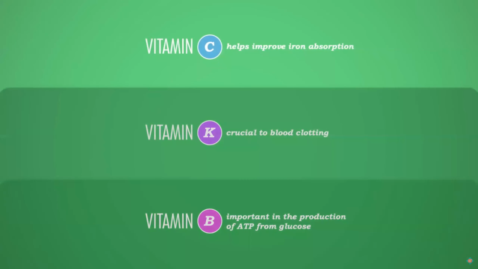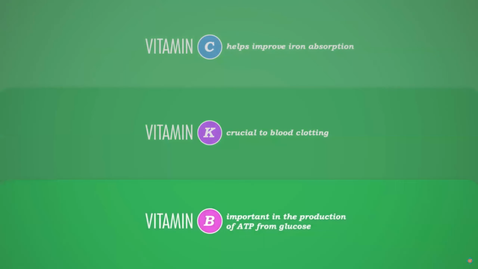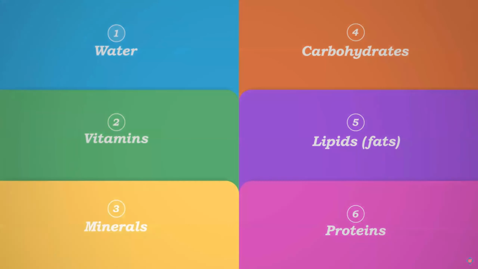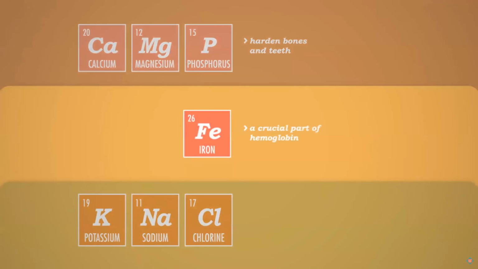Vitamin C, for example, helps improve iron absorption, while vitamin K is crucial to blood clotting, and some B vitamins are important in the production of ATP from glucose. Minerals, like vitamins, don't provide fuel, but they have all sorts of other functions. Calcium, magnesium, and phosphorus harden bones and teeth, while iron is of course crucial in hemoglobin.